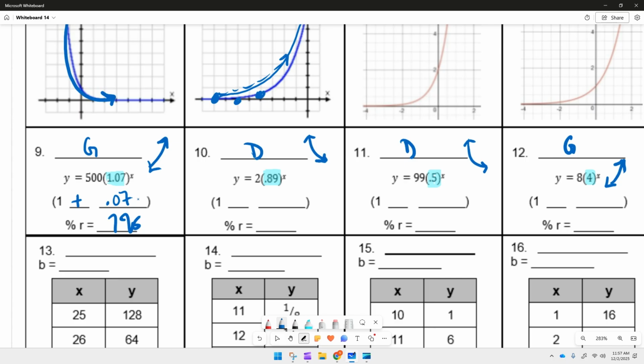All you got to remember is move the decimal over to the right 2 places to get the percentage and to the left 2 places to get the decimal. Okay?